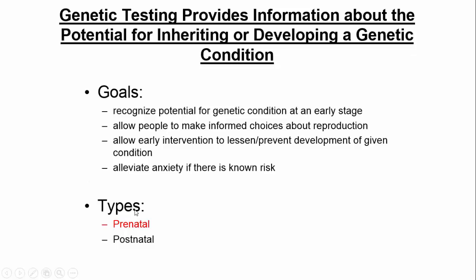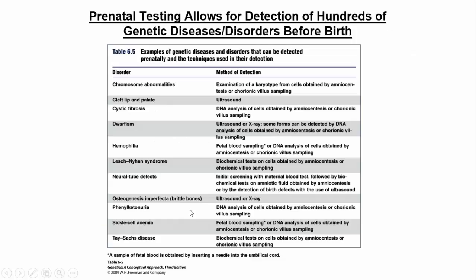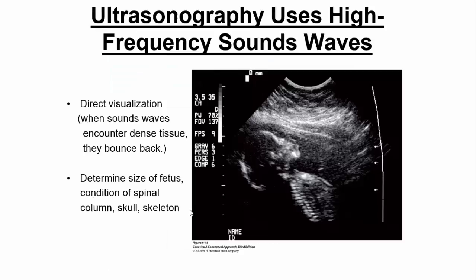There's two types of genetic testing. There's prenatal and there's postnatal. We're going to talk about both of those today. Okay, these are some different abnormalities for which genetic tests are available today, and it tells you what type of detection is used to test for these abnormalities. You don't have to memorize this list. I just wanted to show it to you to give you sort of a flavor for what's available today.